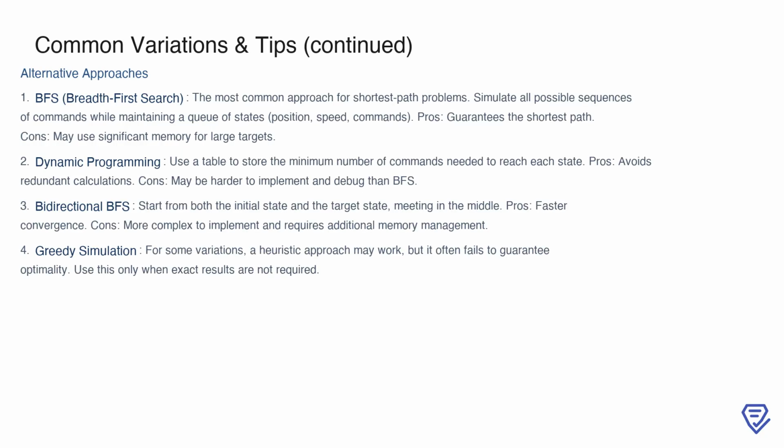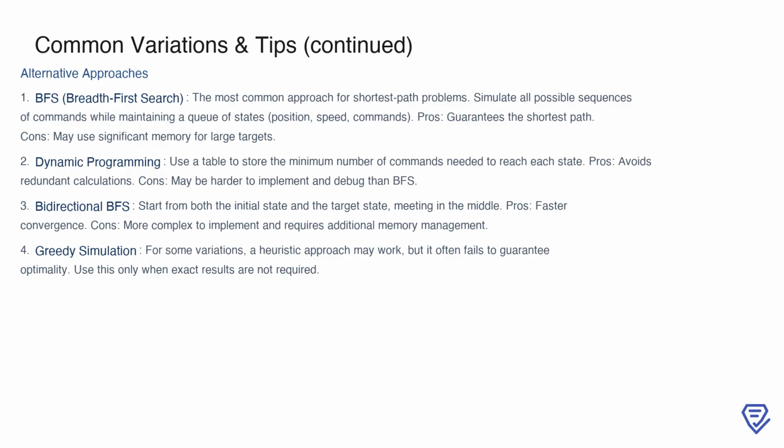There are several alternative approaches to solving the racecar problem, each with its own strengths and weaknesses. BFS, or breadth-first search, is the most common method since it's well-suited for shortest path problems. It systematically explores all possible sequences of commands while maintaining a queue of states. The main advantage is that it guarantees the shortest path, but it can be memory-intensive for large targets.